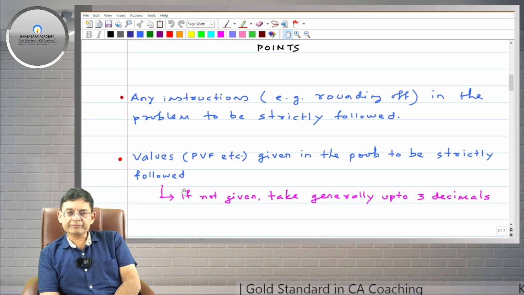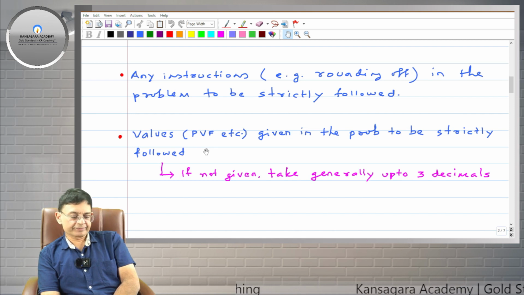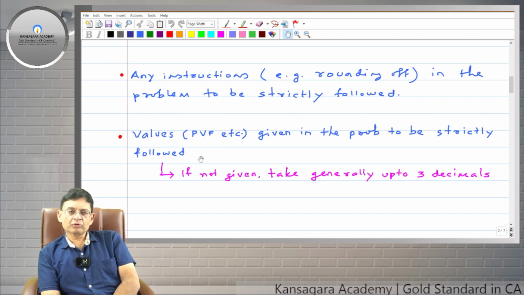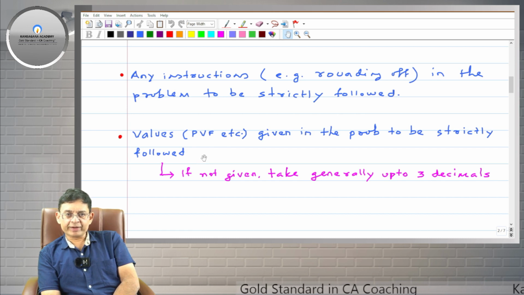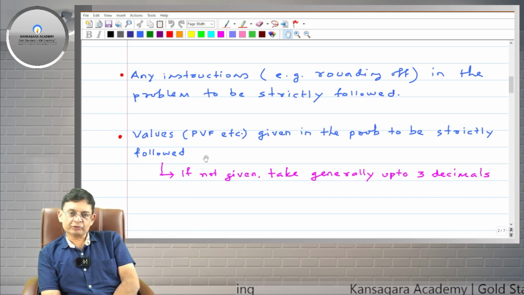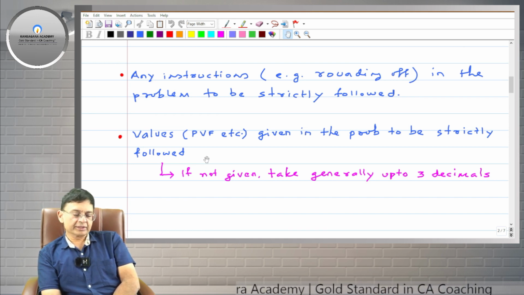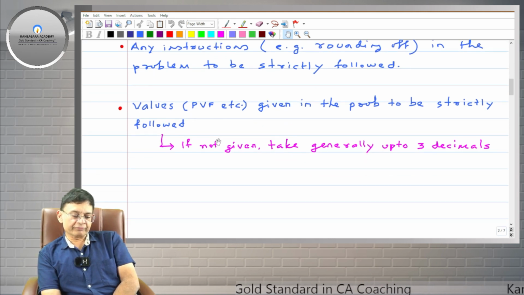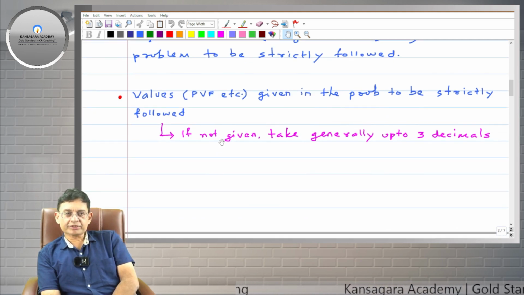Then, if the question has already given some values, say present value factors, natural logarithm values, power of e, or present value annuity factors, then you must use only those values in arriving at the final answer. If you arrive at your final answer based on values from your calculator, and if your final answer slightly differs, then you can lose some marks for that. So it is compulsory for the students to use the values given in the question, if any. And if the question is silent about present value factors or present value annuity factors, then generally you should take them up to 3 decimals.